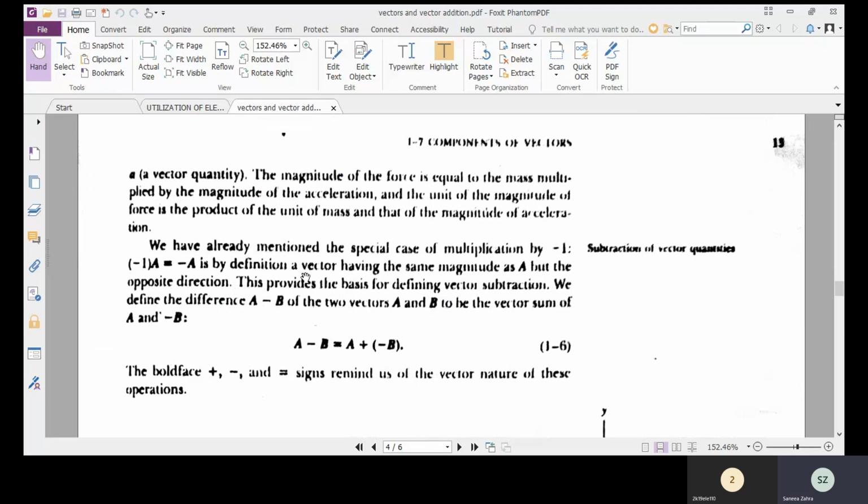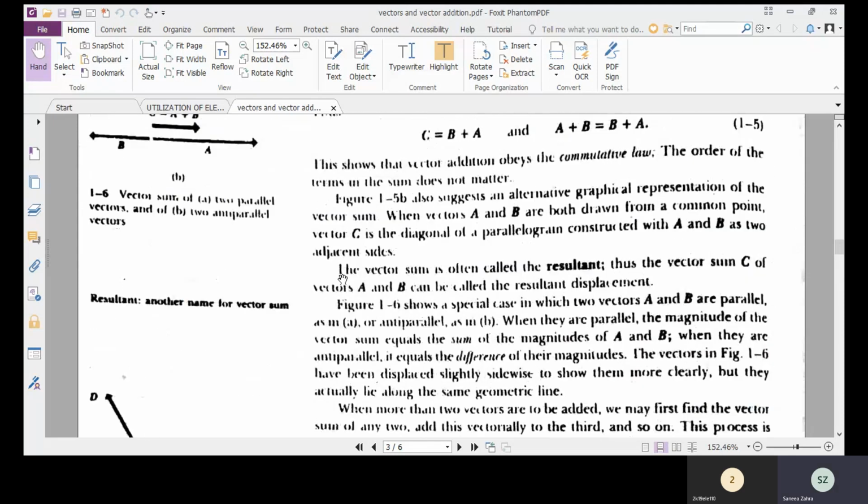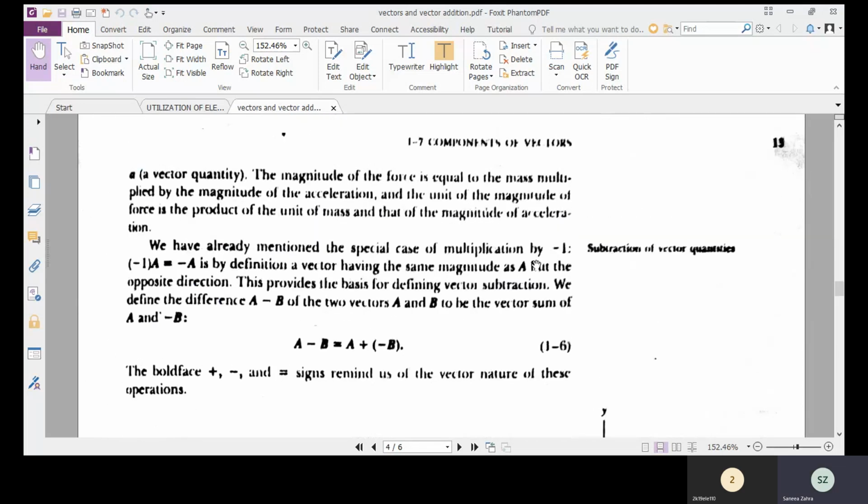Commutative law does not hold for anti-parallel vectors. As we have already discussed that A plus B equals B plus A, but A minus B is not equal to B minus A. I can write it like this: A minus B equals A plus bracket minus B. This reminds me that minus B is the anti-parallel vector. But I cannot write it as A minus B equals B minus A. No, this law does not hold for anti-parallel vectors.